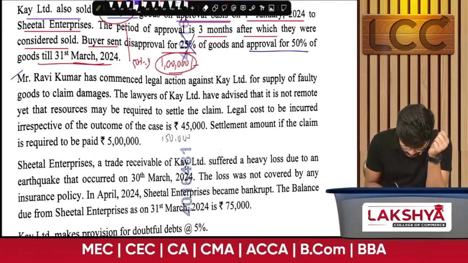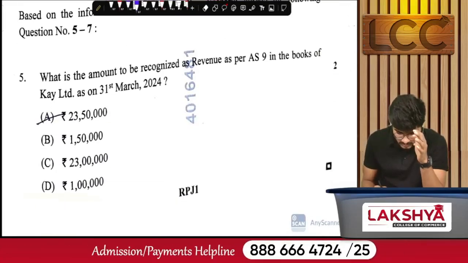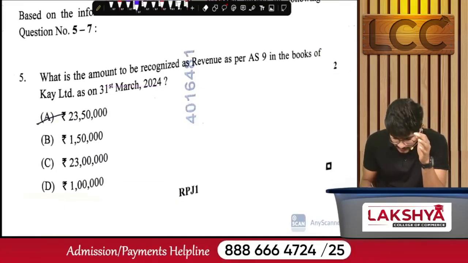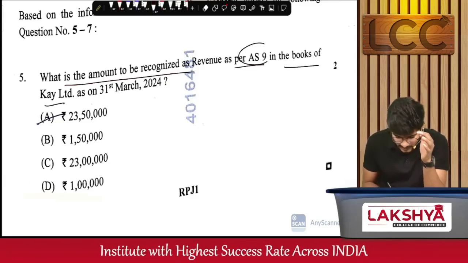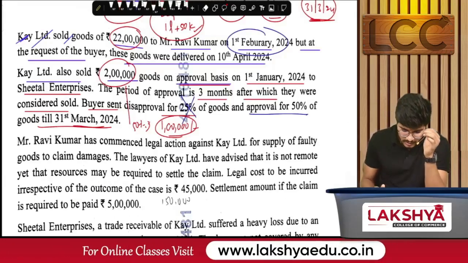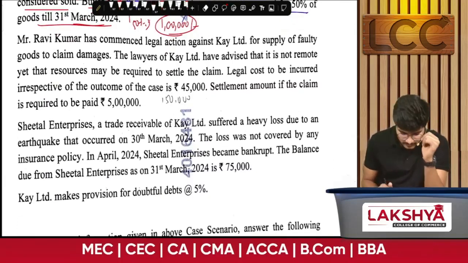Now Mr. Ravi Kumar, once go through the MCQs. What is the amount to be recognized as revenue as per AS 9 in the books of K Limited as on 31st March? So till now we have already completed 2 paragraphs. Now come to the third one.